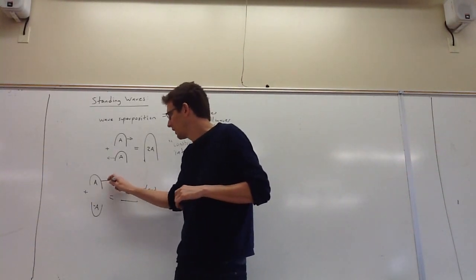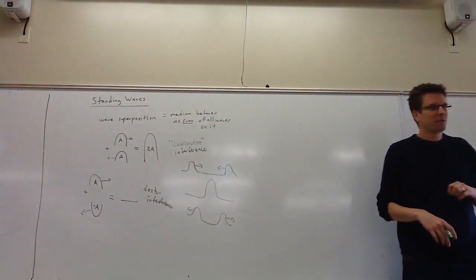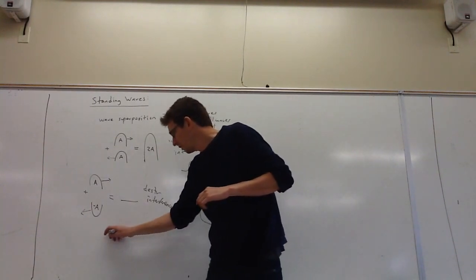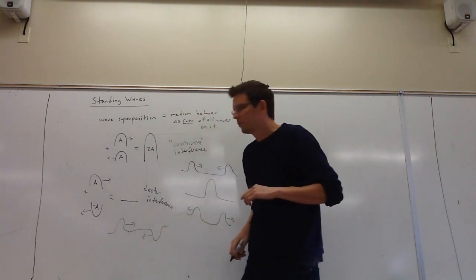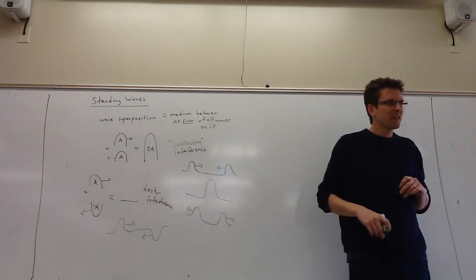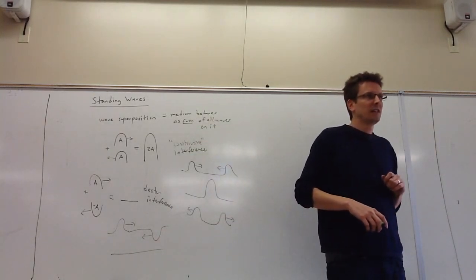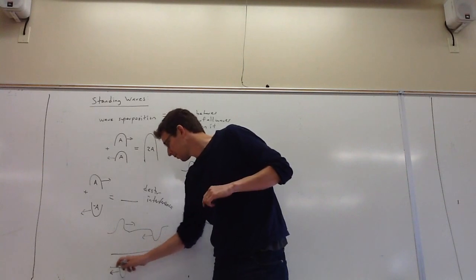But what we're going to be looking at is when they're traveling in opposite directions. So that might look something like this. You have a crest heading toward a trough. And the moment that they're in the same place, you suddenly see nothing. And then they travel right through each other as if nothing ever happened.